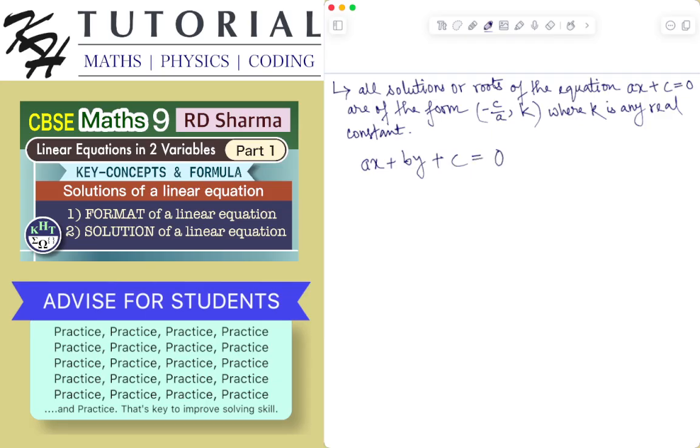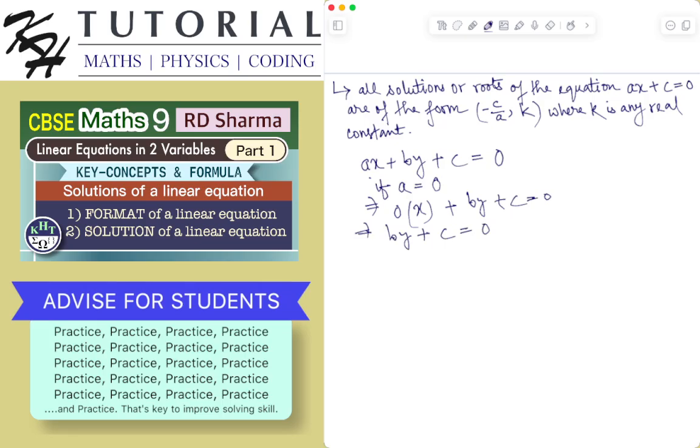Now, if a for some reason is 0, if we put a equals 0, this will imply that the given equation will become 0 into x plus by plus c equals 0. This will imply by plus c equals 0.